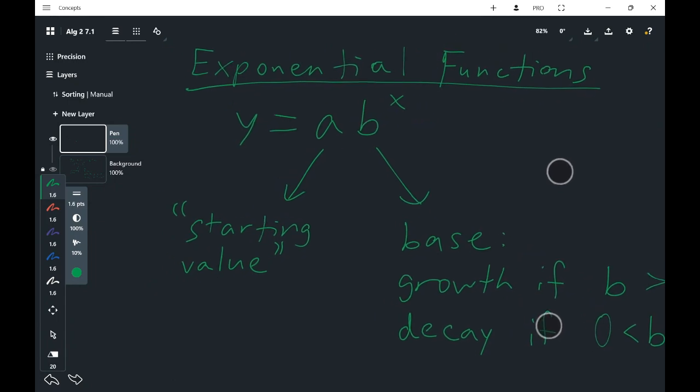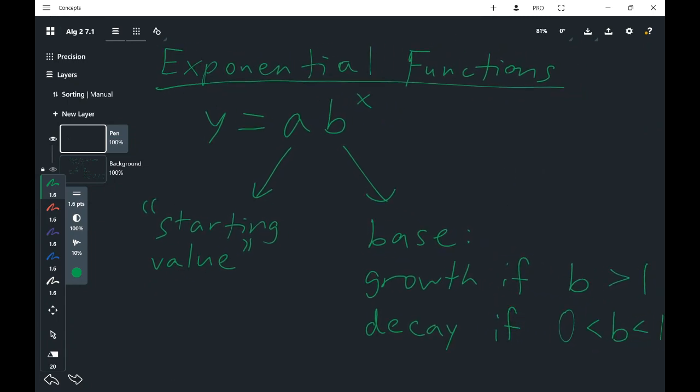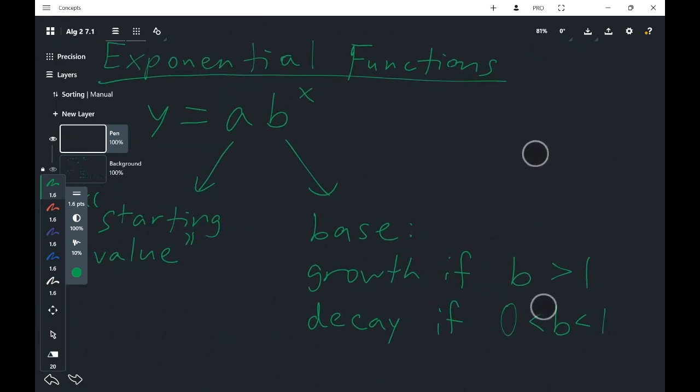Cool. You'll see here I've labeled the a and the b. The a, some people might refer to this as a starting value. I'm going to show you exactly how this translates into a graph during our practice problems, so let's not worry too much about it for now. The b is what I like to call the base, and that's the base of this exponential expression here, right? This is the thing that we're raising to the power of x.